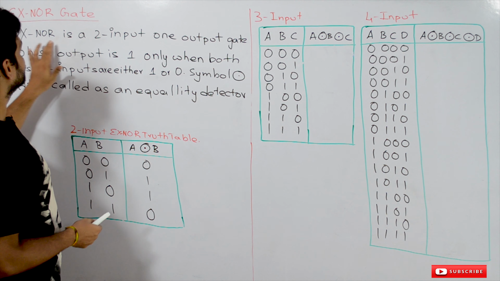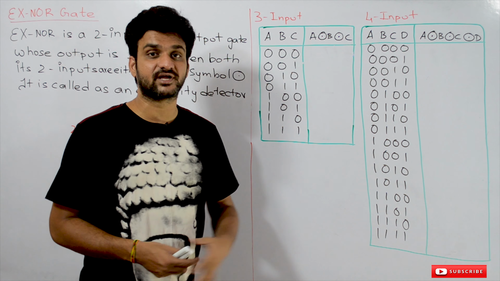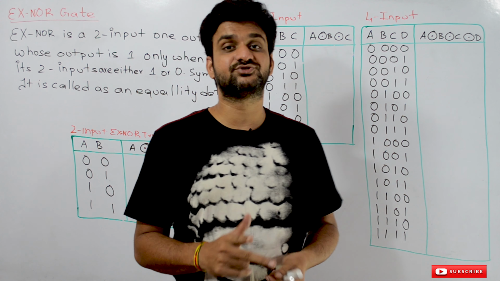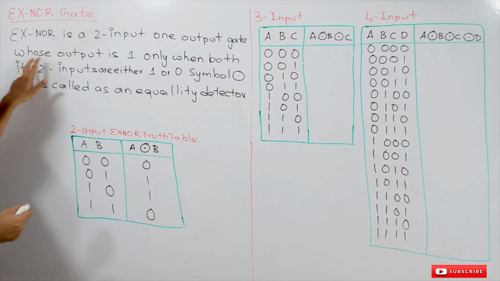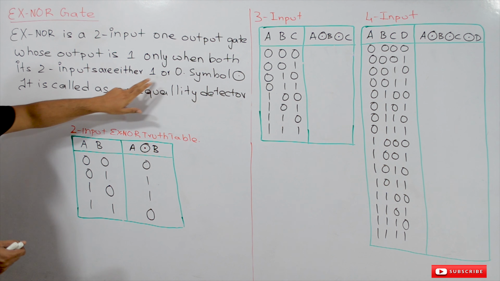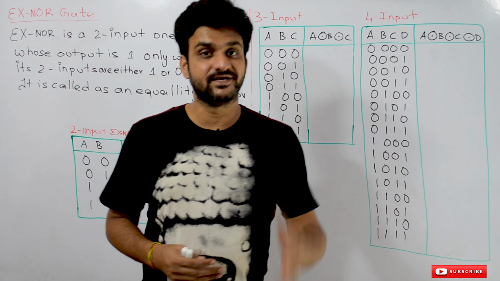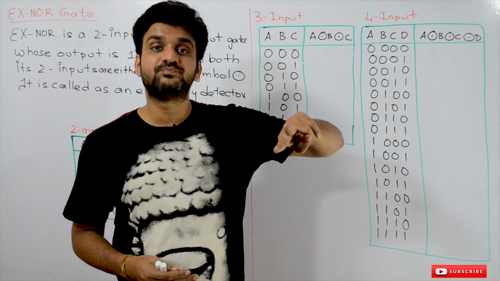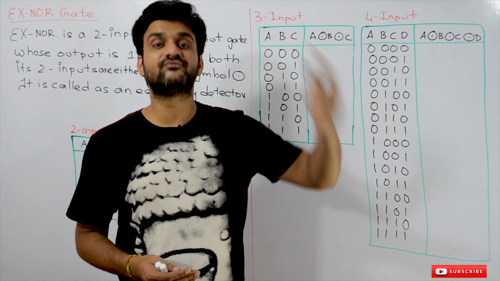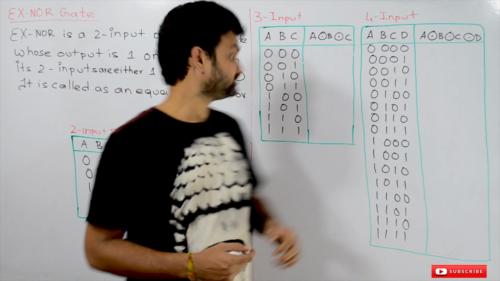XNOR gate is a two input and one output gate. It is the same as that of XOR gate. It has two inputs and it is going to produce one output, and whose output is 1 only when both of its two inputs are either 1 or 0. Only then is it going to produce an output of 1.